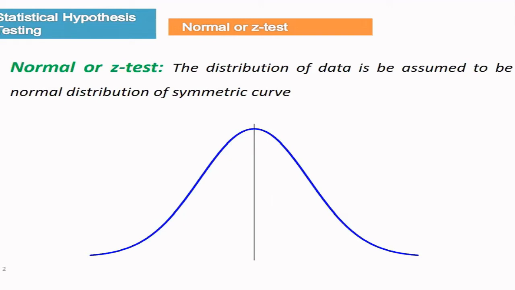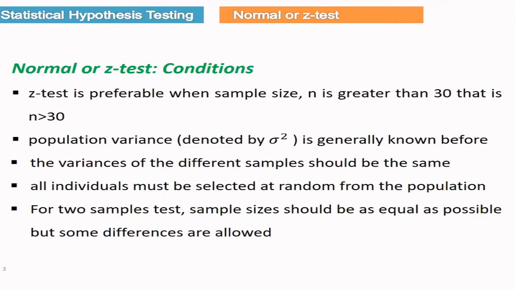For a normal distribution, the curve should be symmetric. So when the data is symmetric or coming from the normal distribution, if you draw the curve, then you can use the normal or Z test. Same thing for the normal test, the sample size should be more than 30.